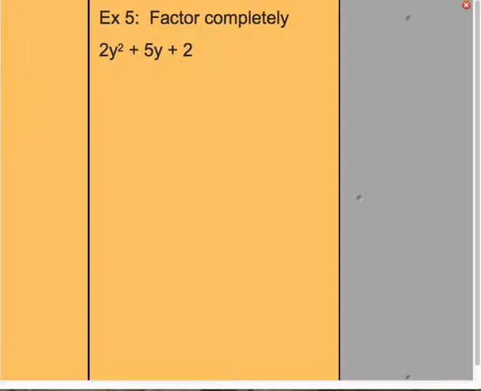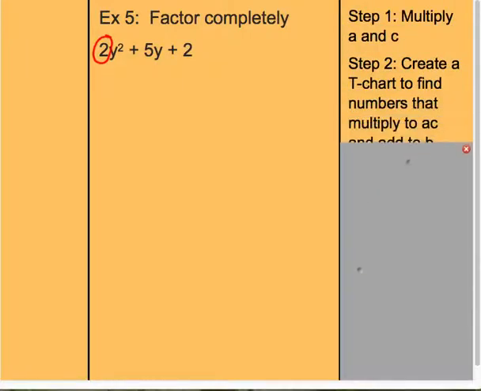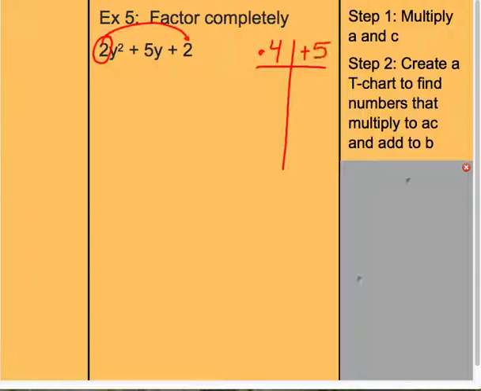So notice we have our trinomial 2y squared plus 5y plus 2, so our lead coefficient, or our A, is not 1. So it's called the AC method. The first thing we do is multiply A times C. I'm going to combine that with step 2 and create a t-chart. So what multiplies to 2 times 2? Remember, C is our constant, so now we're looking at what numbers multiply to 4 and add to 5, our B term.